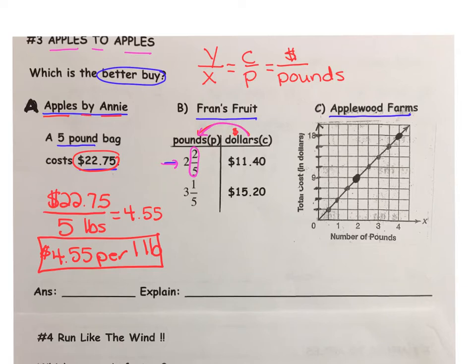You should have gotten 0.4 on your calculator. This is really 2.4 pounds. And when you convert 1/5 to a decimal, 1 divided by 5, you should have gotten 3.2 pounds. Now let's compare y over x, or in this case, C over P. P stands for pounds. Set up a ratio for each.